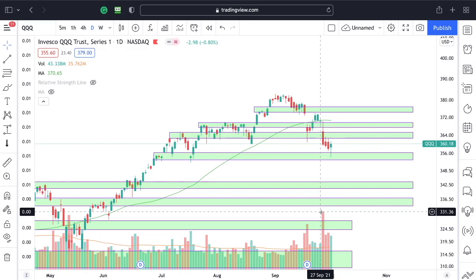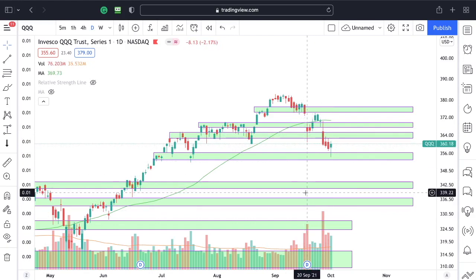Because in a strong uptrend, we want to see the opposite happening, right? So volume on up days should be above volume on down days. But what we are seeing right now is high volume on down days and low volume on up days.